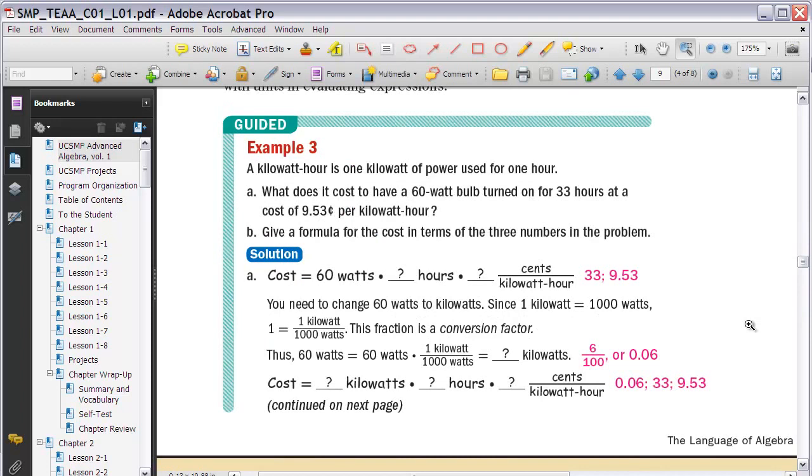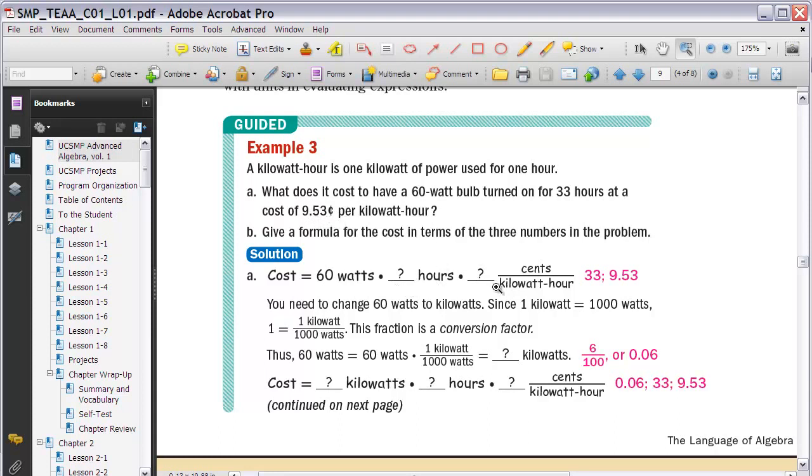If we look at guided example number 3, it says a kilowatt hour is 1 kilowatt of power used for 1 hour. What does it cost to have a 60-watt bulb turned on for 33 hours at a cost of $9.53 per kilowatt hour? So that's part A. So if I look at part A, to do that, I'm going to say that the cost is going to be equal to 60 watts times the number of hours, which we found out was 33, times the cost per hour, which we know is 9.53 cents.